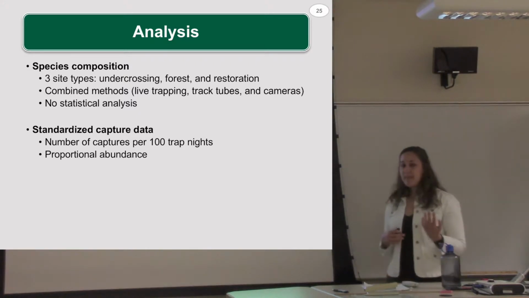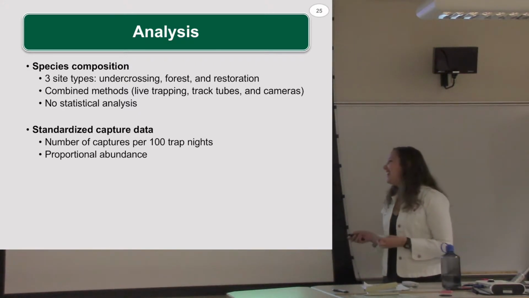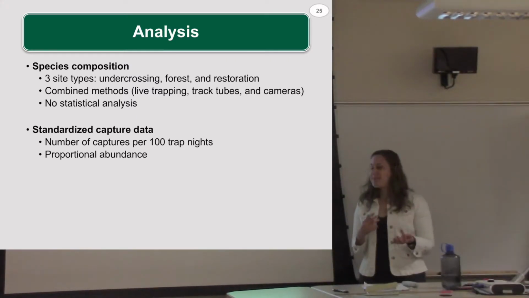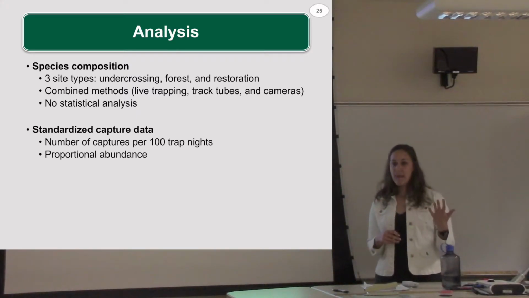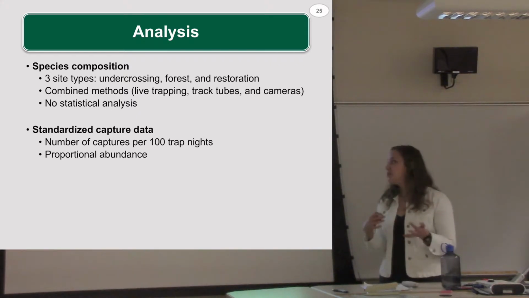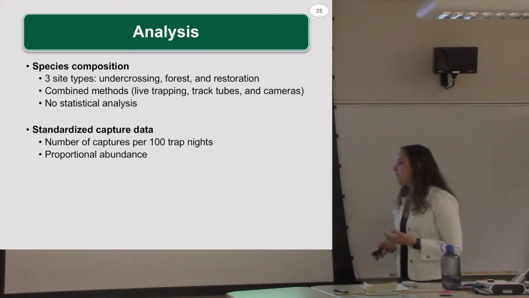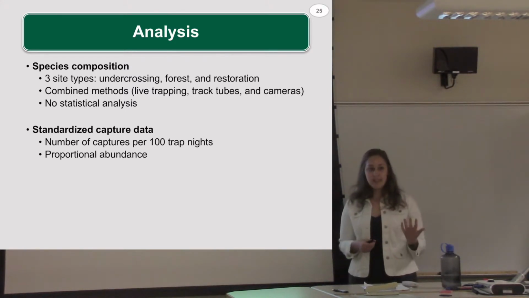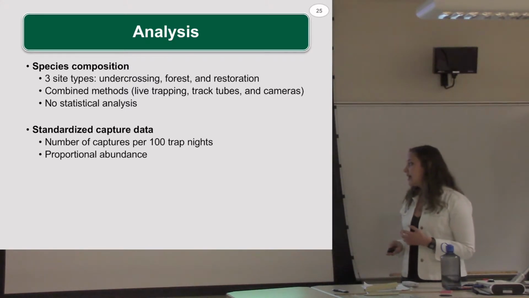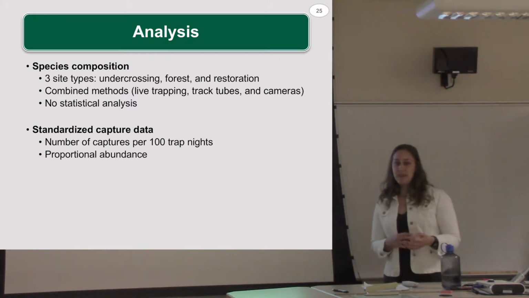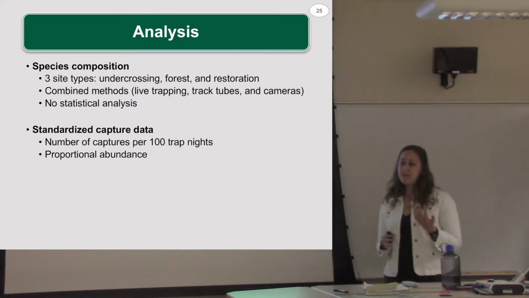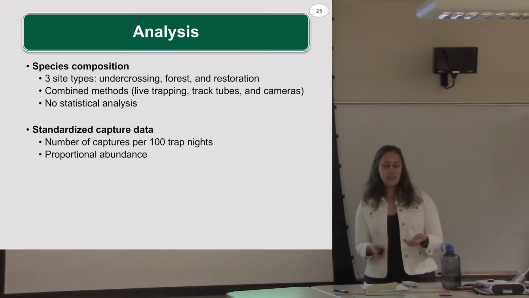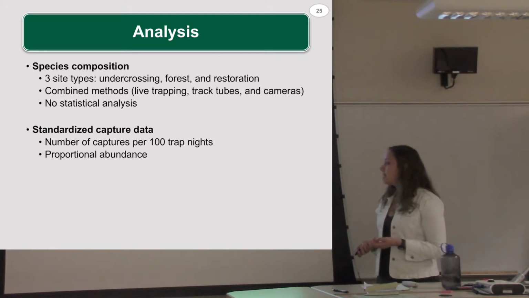For looking at habitat preference, I ended up only using live trapping data, and I combined crossing structure with my restoration sites to compare constructed habitat features to natural habitat. I ultimately used a generalized linear mixed model because I had fixed and random effects, and I used a zero-inflated model. Because I was looking at count data, it followed a Poisson distribution, but I had lots and lots of zeros, or no captures, so a zero-inflated model was more appropriate.